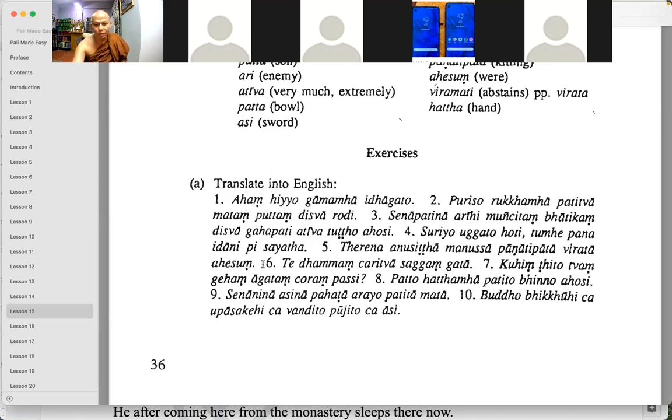And now, number 6. Dhammam caritva saggam gata. Dhammam caritva, from carati, means practice. Saggam means heavenly world, heavenly abode, and gata means gacchati. So now you can do it. Who will be? Dhammam caritva saggam gata.